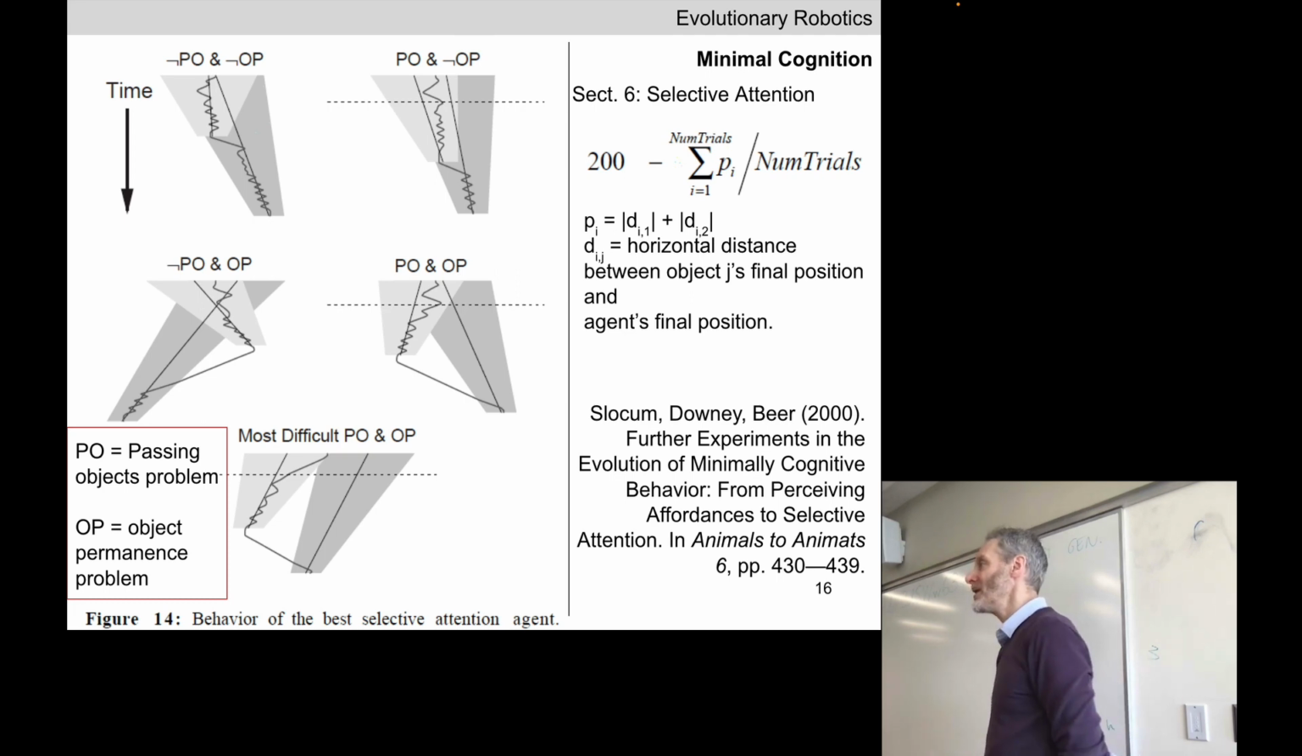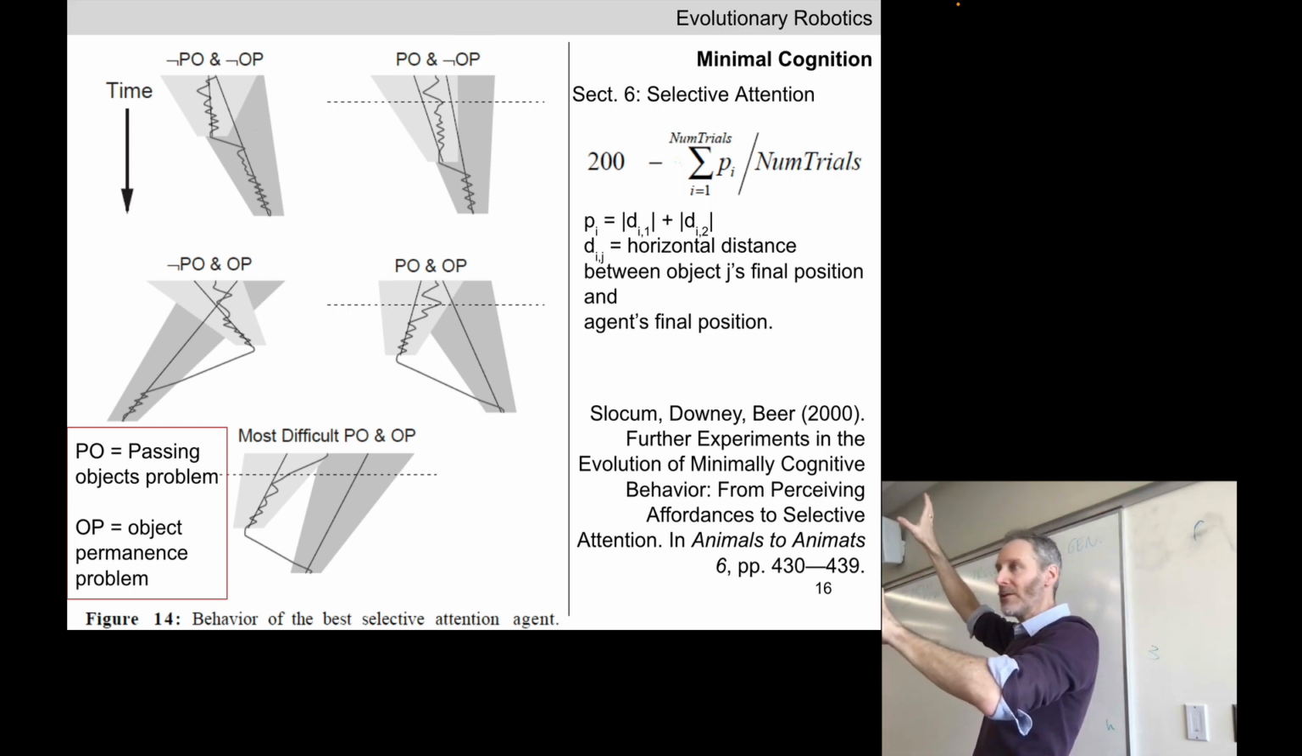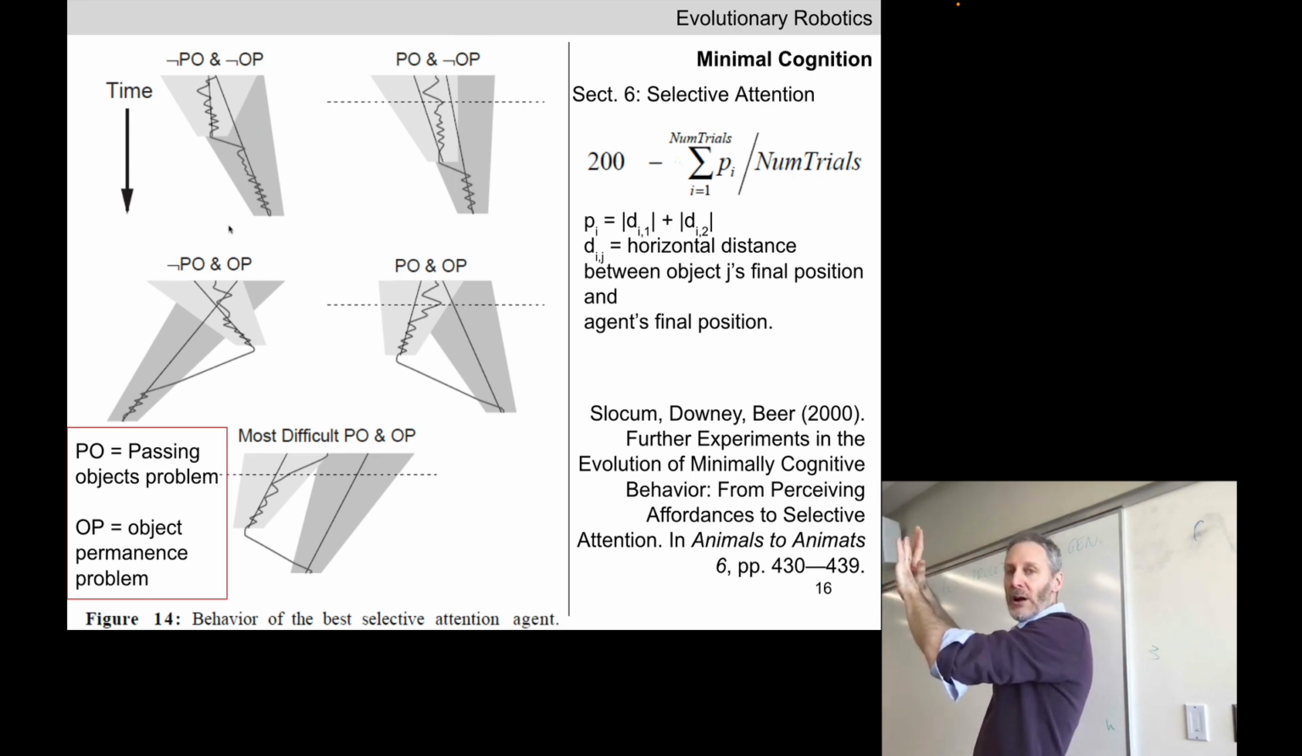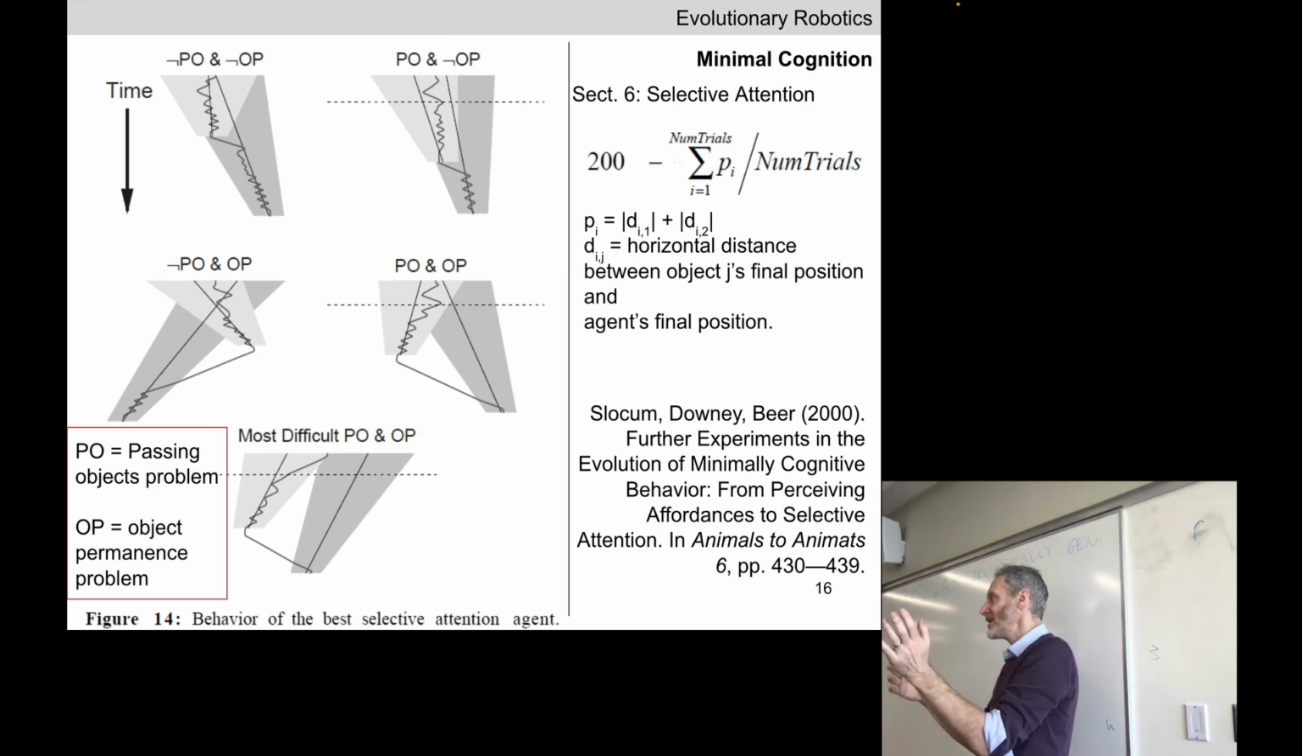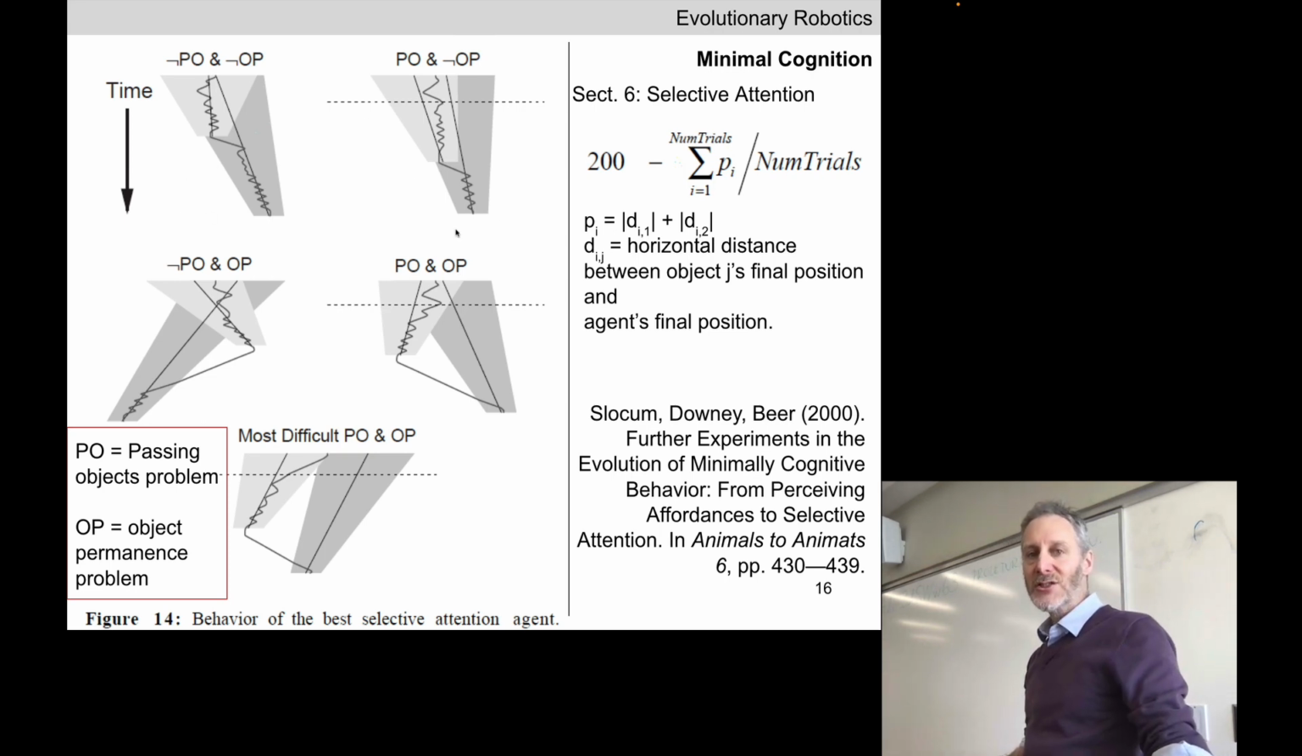Absolutely. The robot is always in both cones, right? So the robot can always see both objects in this case. Yeah? This is an easy one. The object that is originally closer to the robot hits first, no passing objects problem, and no object permanence problem. The polygons are overlapping. The robot can easily always see both objects and stay close and be able to catch both. Yeah? Okay. Let's look at the next one here.